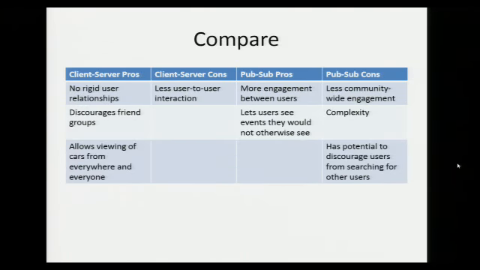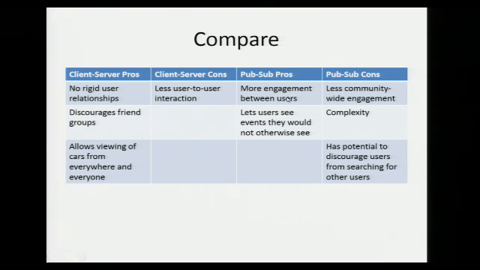Okay, so the pros and cons of each one. With the client server, without the publish subscribe component, there are no rigid user relationships. And so the goal of this would be to create a more open system, because on platforms like Facebook and Twitter, you often end up with groups of friends that are kind of insular and don't really have much contact with other people. And so this makes it a little more of an open platform. You can just view anyone's car anywhere, and there's no privacy to speak of, because this isn't that kind of social network. A potential con of that would be less interaction between users, because the relationships wouldn't be as tight.